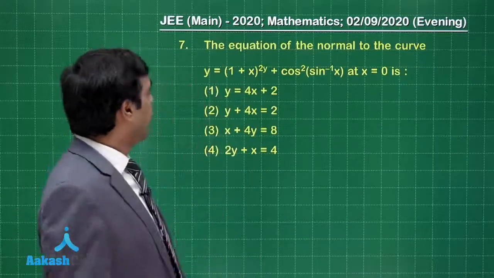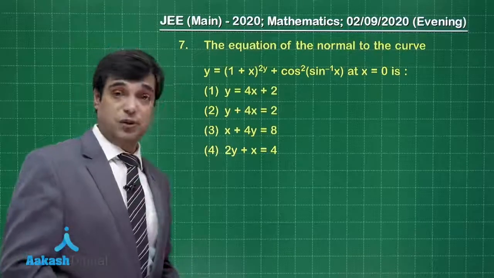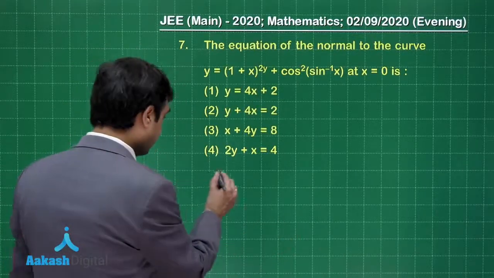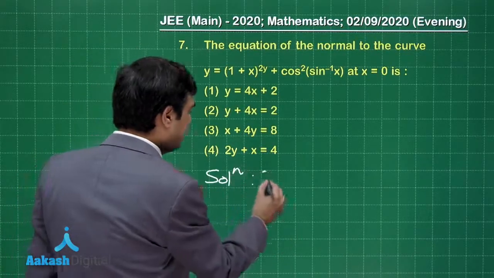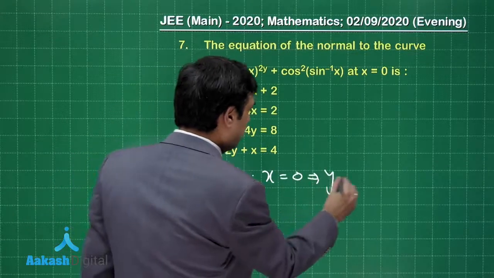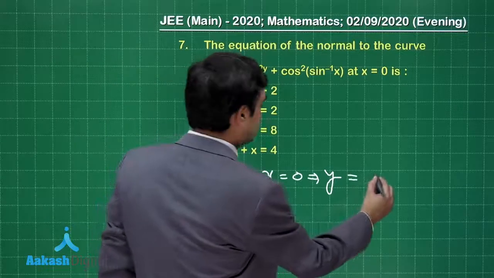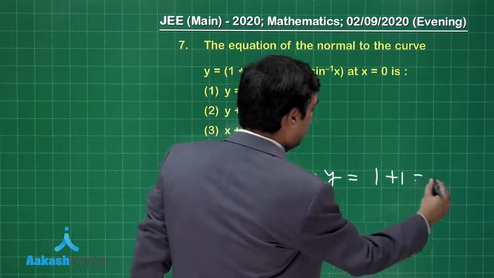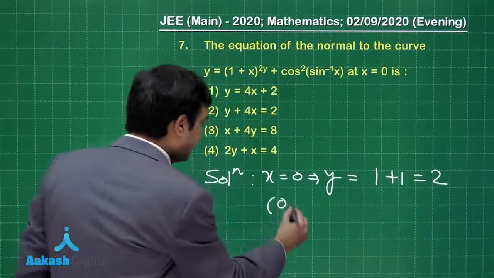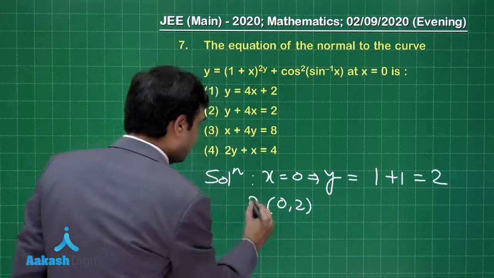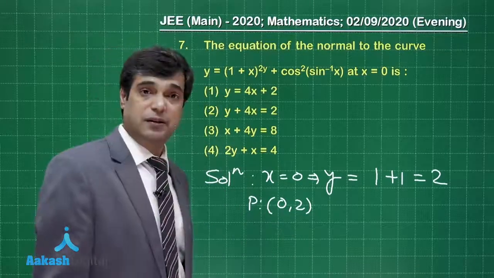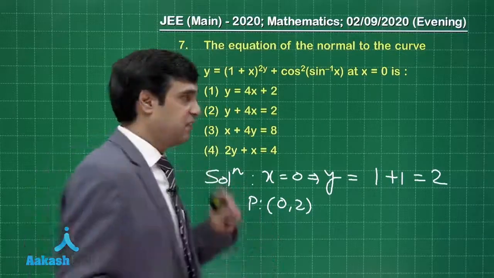The equation of the normal to the curve at x equals 0. Let's try this question. When you say x is 0, what is going to become of y? X is 0, that means this is 1 plus 1, 2. So the point is (0, 2) at which we are looking for the normal. Let's say this point is P. What is required? Derivative.